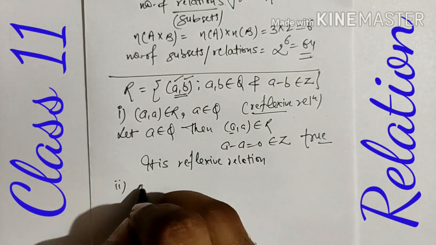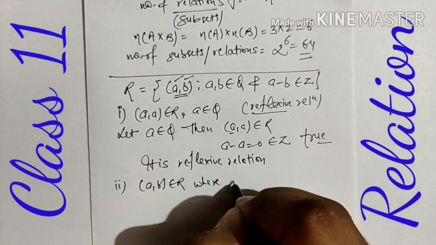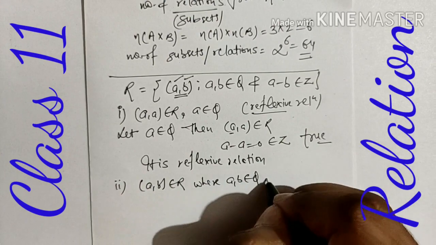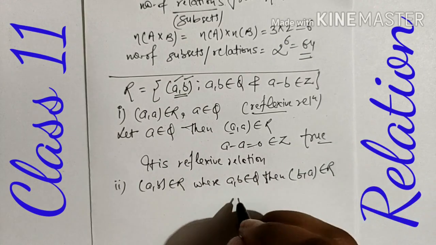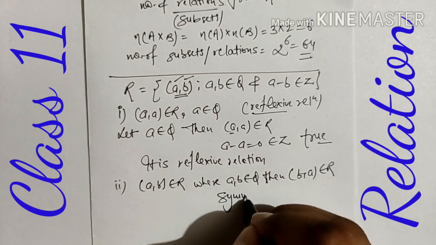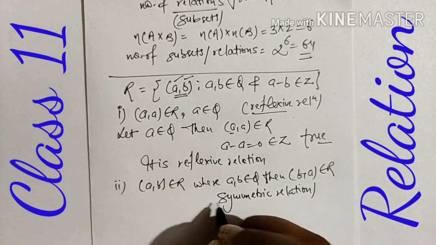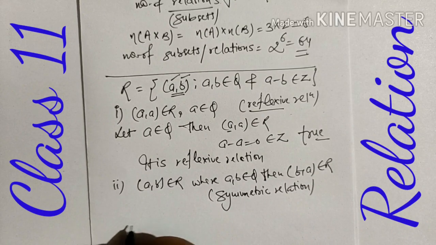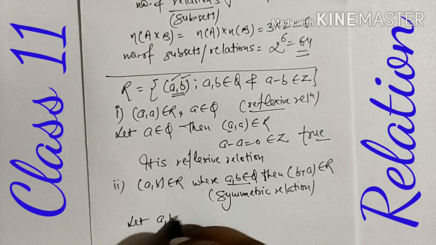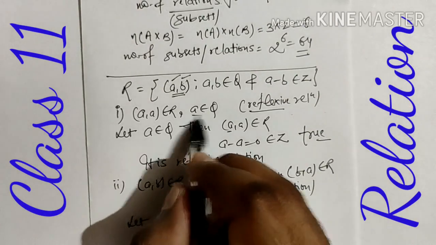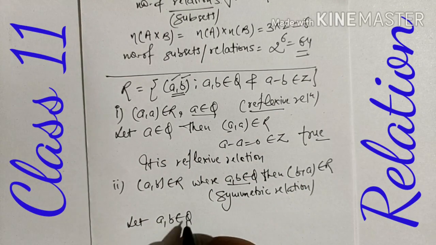Now we are taking the second part. If (a, b) belongs to the relation where a belongs to Q, and Q is the set of rational numbers, then we have to prove (b, a) belongs to the relation. A symmetric relation is one in which (a, b) becomes (b, a), meaning the elements change their positions. In this we let a and b be two elements belonging to rational numbers. Previously we took a single element, now we are taking two elements a and b.